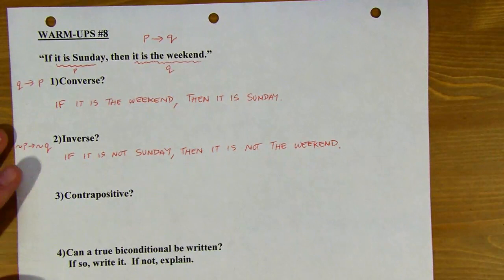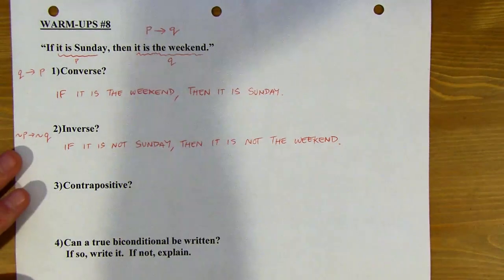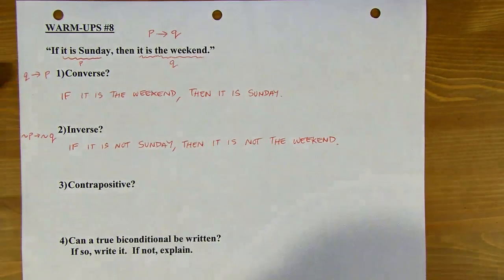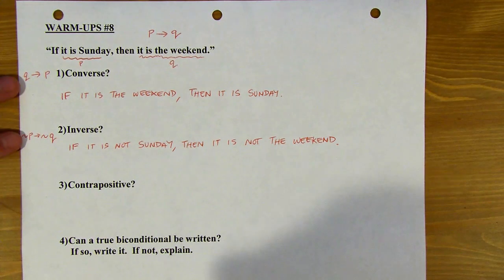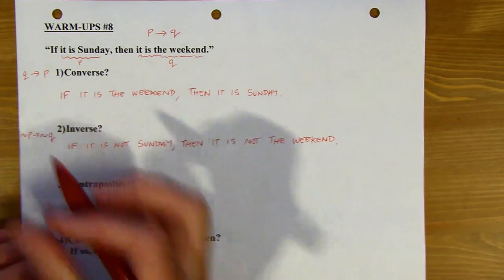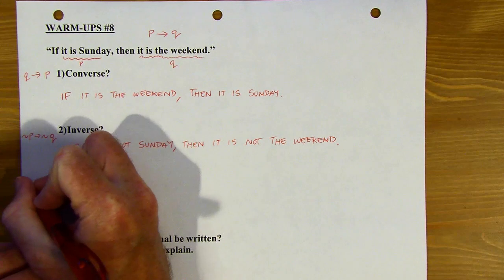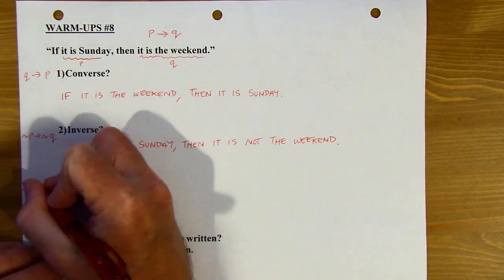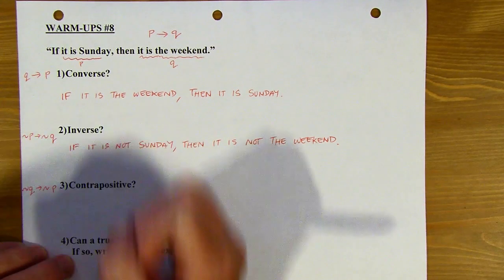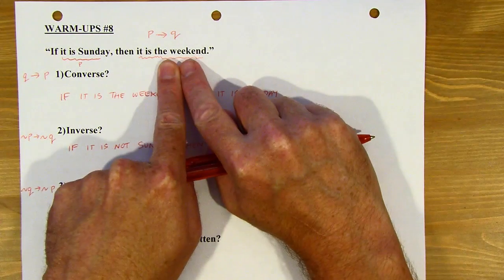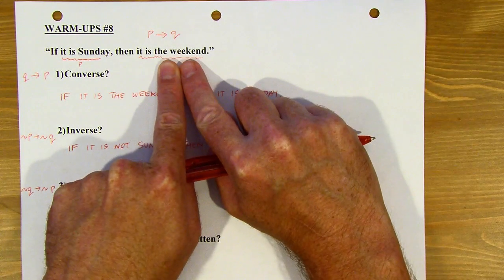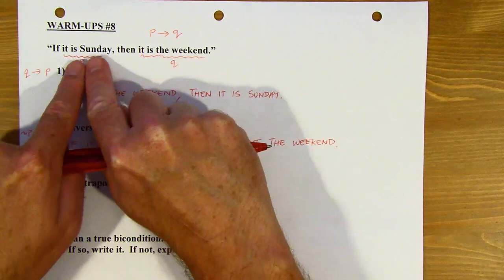And then the third type is called a contrapositive. So here we switch the order. Here we negated both parts. With the contrapositive, we're going to do both of those things. We're going to switch the order and negate both parts. So that means I'm going from the negation of Q, the original conclusion, to the negation of the original hypothesis. So I'm going to take this part out front, but I'm going to negate it as well. So I'm going to say, if it is not the weekend, then it is not Sunday.